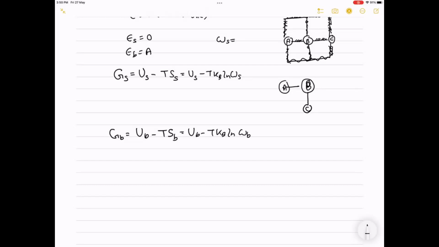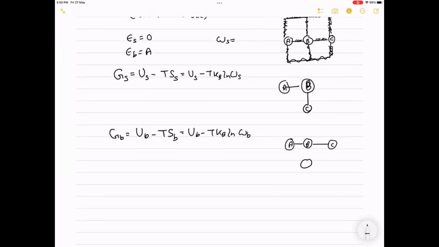Four. Up, down, and in the center. So there are a total of 4 configurations, right? For example, this is one of the possibilities. Let's say A, B, and C.